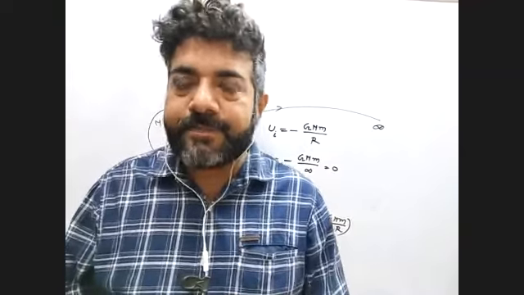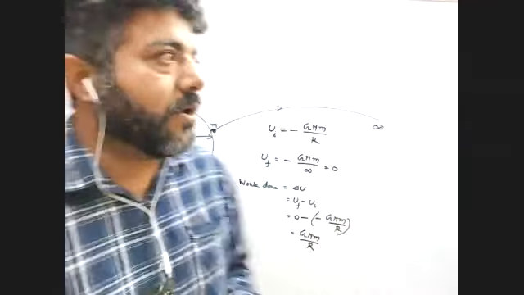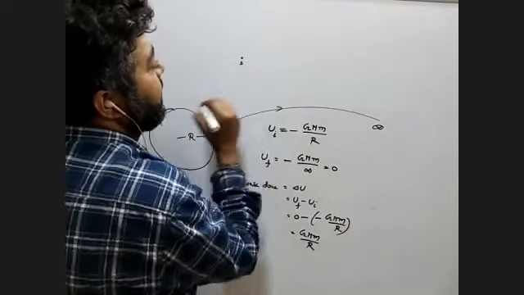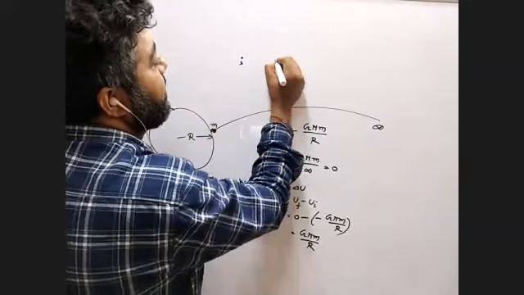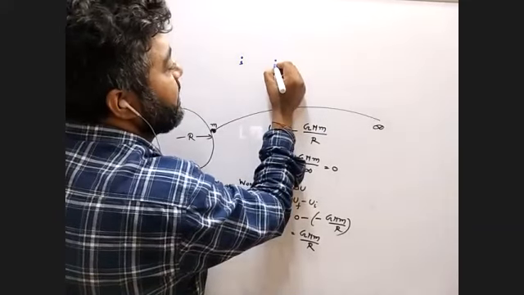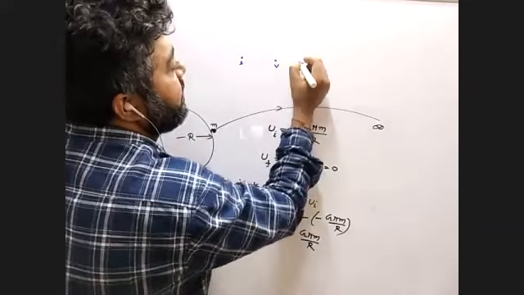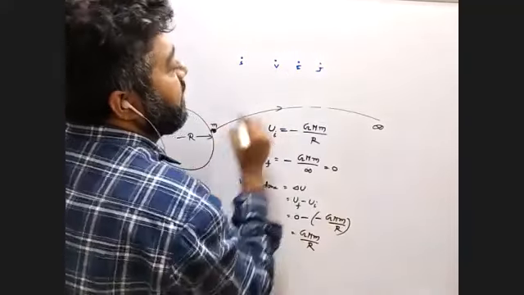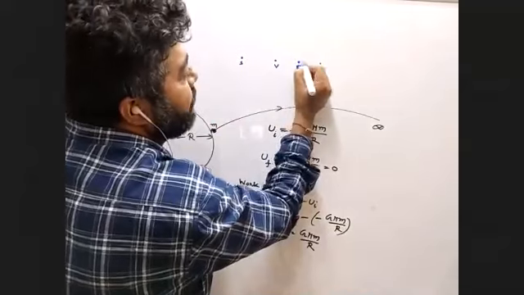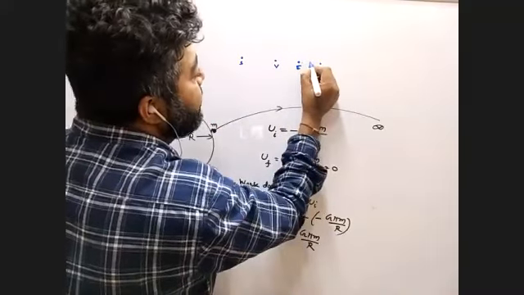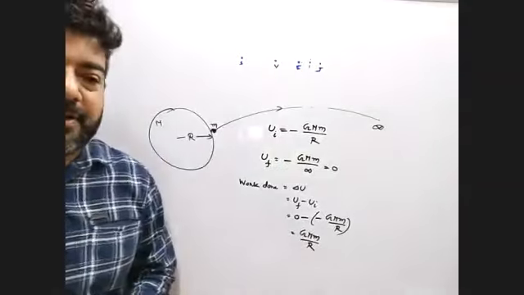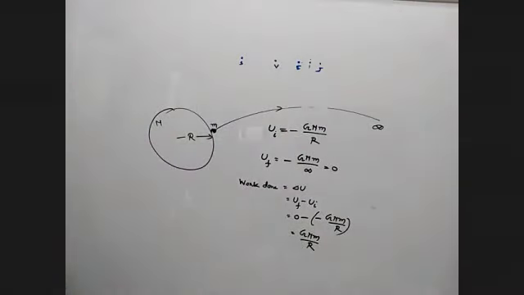Actual distance, infinite. Suppose this is the Sun, this is Mercury, this is Venus, this is Earth, this is Jupiter. Now you just imagine, if you have two planets, so in between these planets, this is the point where the Earth's gravitational field is zero. Are you getting my point?